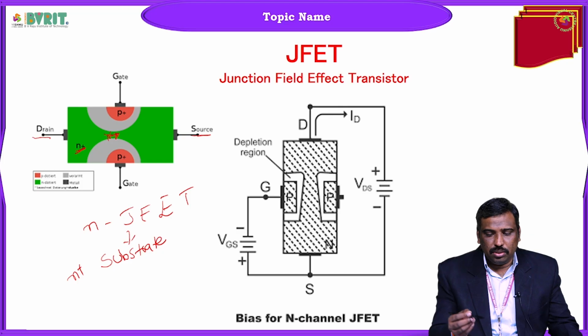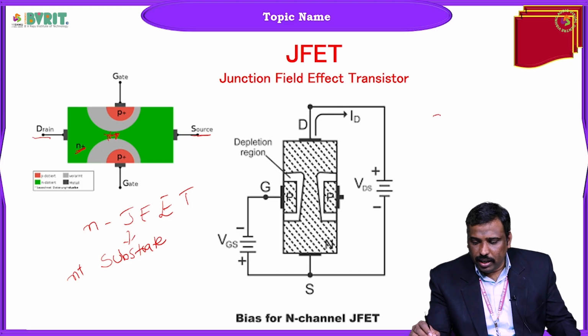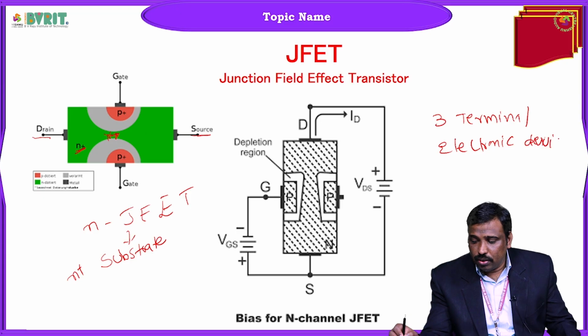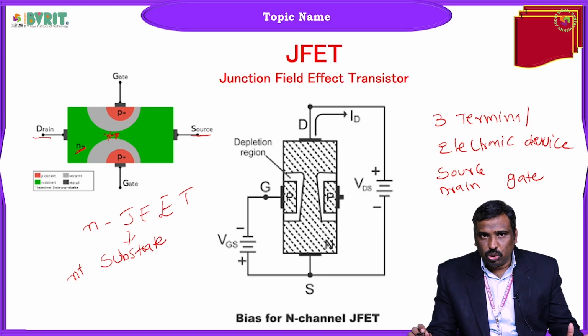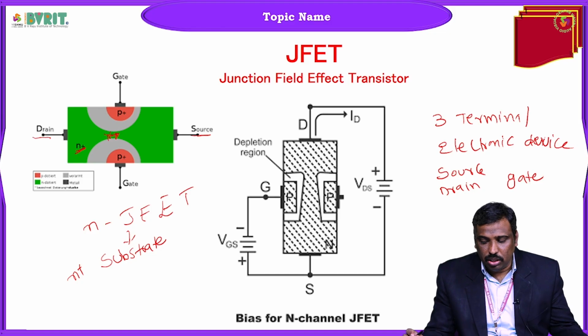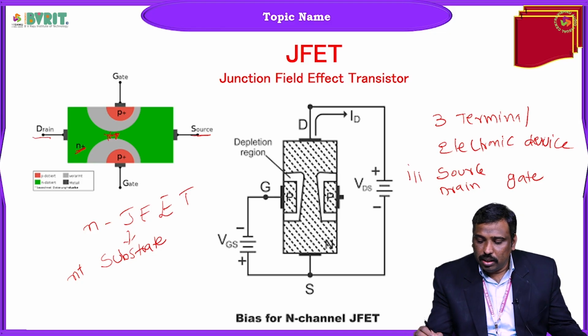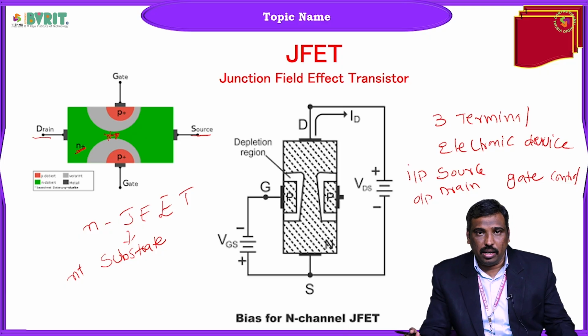So what are the drain, source, and gate? The JFET is a three-terminal electronic device. The terminal names are source, drain, and gate. Unlike the BJT, it is also a three-terminal electronic device. One is used as an input terminal, the second as an output terminal, and the other as a common or control terminal, which controls the flow of current, or flow of electrons.